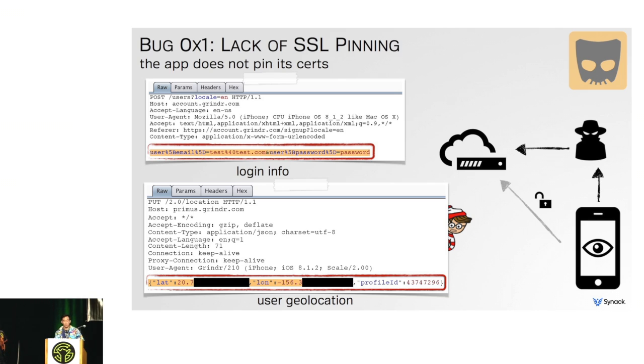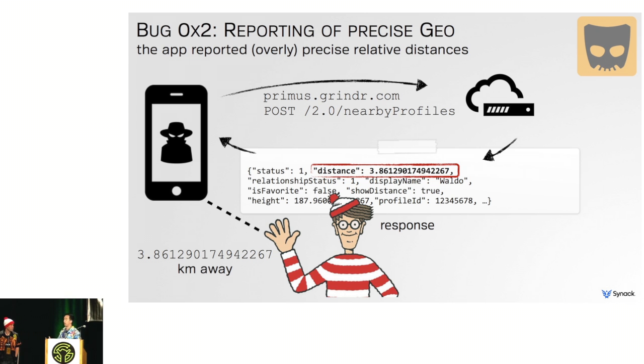Bug number 2. Upon running the app, it queries the server and pulls down a series of JSON blobs for every single user nearby. And in each blob is the user's profile information. The problem here is that the distance field provides us with extremely precise relative distance. The distance shown here is in kilometers, and it's down to the sub-centimeter level, I guess. This opens up the possibility of the trilateration attack.